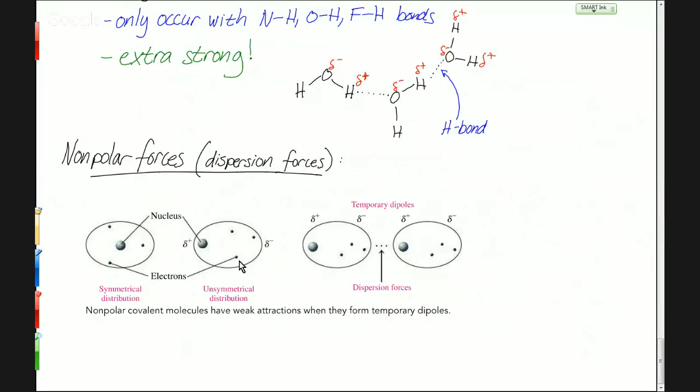Because if all the electrons are over here, that makes this side a little more negative and this side a little more positive. And this is just for one atom. So that momentary little dipole causes all the adjacent atoms, all the adjoining atoms, to basically do the same thing, to line up in the same way.